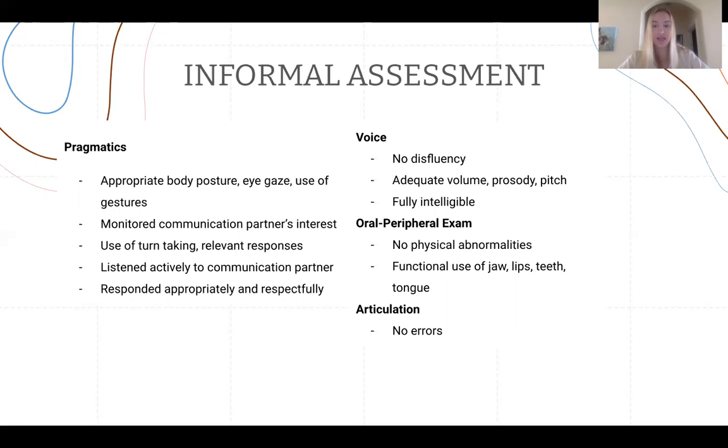For his voice, he did not demonstrate any disfluencies. He had adequate volume, prosody, and pitch, and he was fully intelligible. For his OPE, he didn't have any physical abnormalities, and he demonstrated functional use of his jaw, lips, teeth, and tongue. And during his articulation, he did not display any articulatory errors.